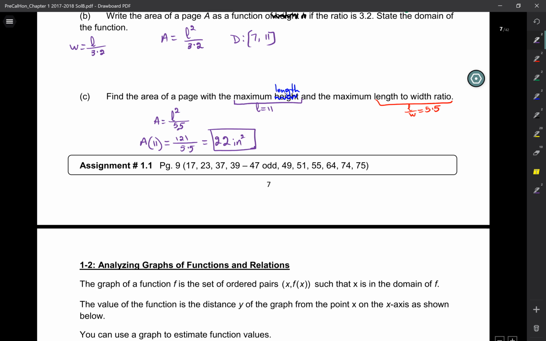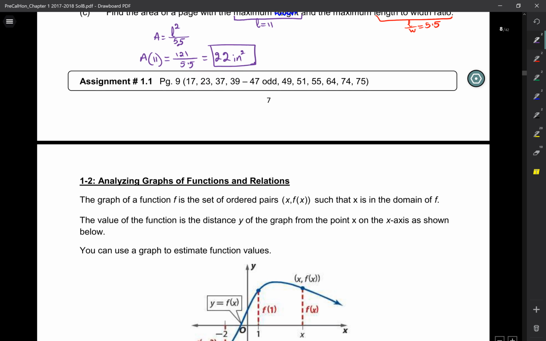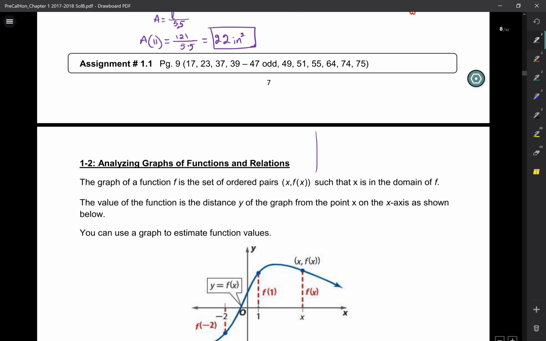So now 1.2 talks about graphs and analyzing graphs. So we know that a graph, even though sometimes it might look like a smooth line, really it is just tiny little points next to each other, right? So I might have a graph that might look like this, but if I zoom in, I would see that these are really tiny little points that are connected by that line.